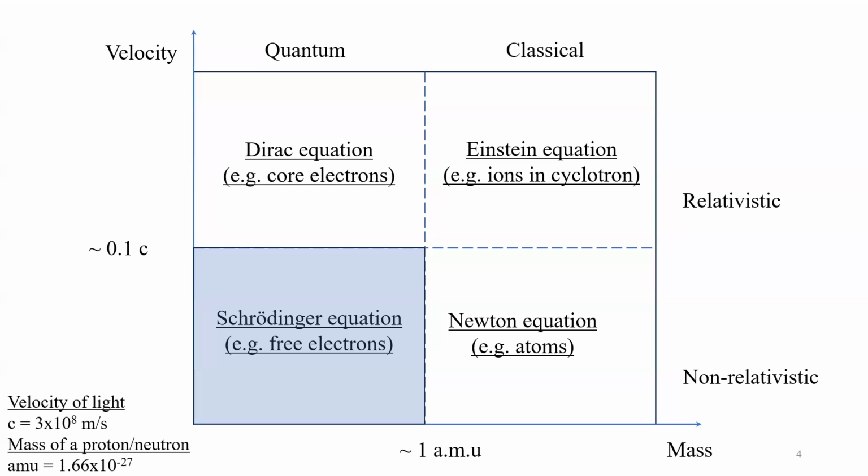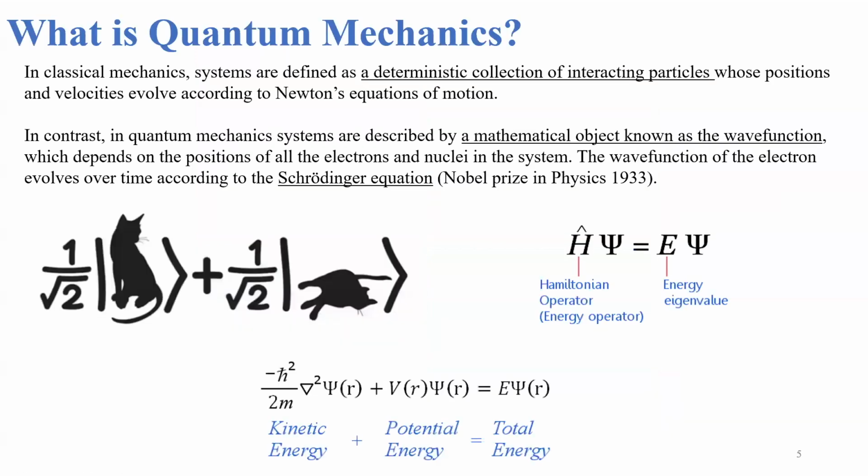So let's move on with the Schrodinger equation first. When we talk about quantum mechanics, as we showed in the previous slide, in classical mechanics we deal with a deterministic collection of interacting particles. It may be atoms or objects whose positions and velocities evolve according to Newton's equation of motion. That's classical mechanics. However, in quantum mechanics, the systems are described by a mathematical object known as the wave function, which depends on the position of all electrons and nuclei in the system. And this wave function of the electron evolves over time according to the Schrodinger equation, for which he was awarded a Nobel Prize in 1933.